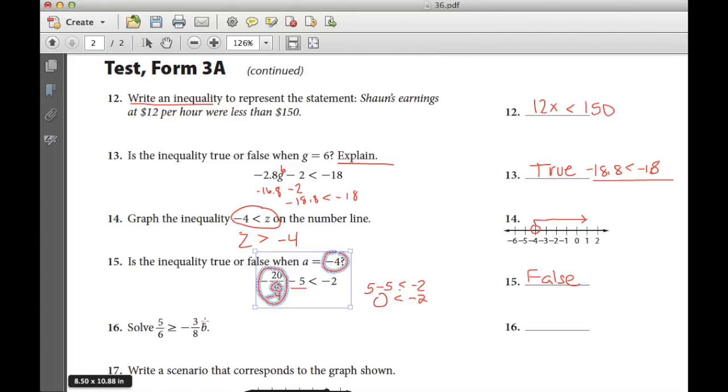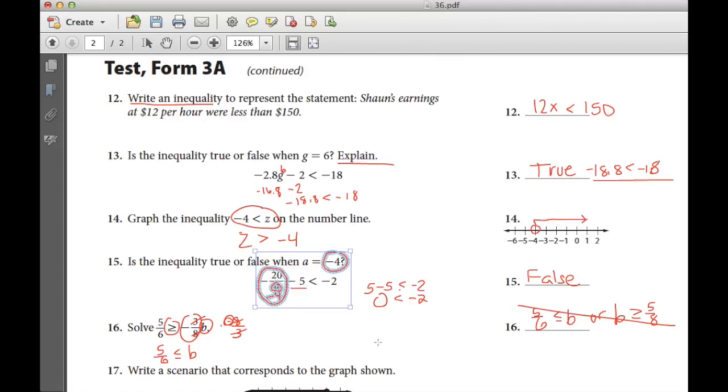Number 16, I want to get the b isolated, so I've got to get rid of the negative 3/8. I'm going to multiply by negative 8/3 to get rid of that. But because I divided by a negative, or in this case multiplied by the reciprocal negative, I do need to flip this sign. So I get 5/6 is less than or equal to b. That would be an acceptable answer. 5/6 is less than or equal to b, or you could write b is greater than or equal to 5/6.